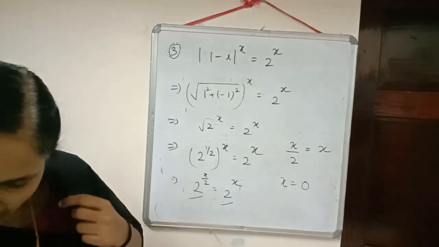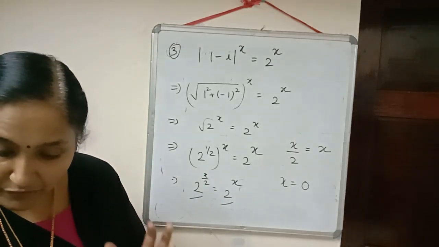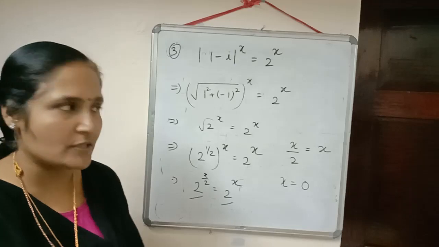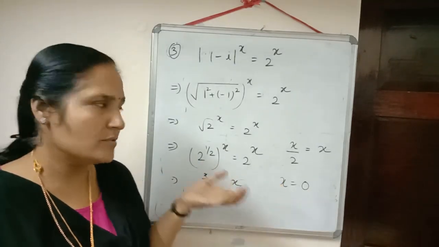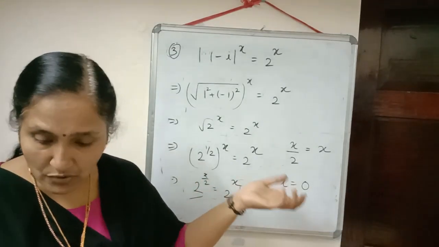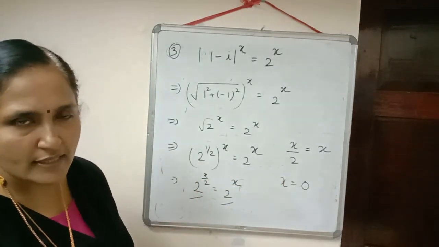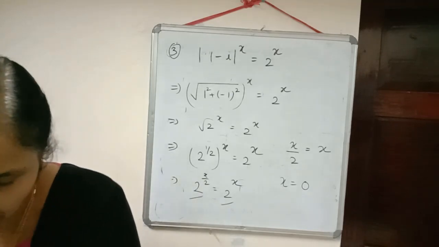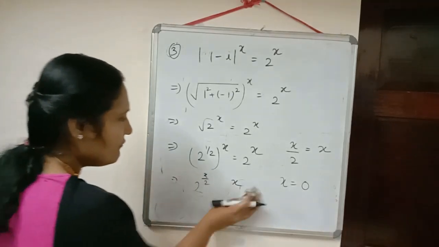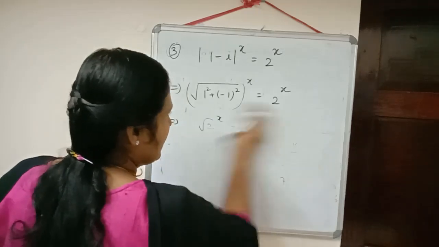And what is the question asked? Find the number of non-zero integral solutions. So do we have any value, any non-zero value? No. So just write down there is no non-zero solution for this equation. Is it clear? Okay.